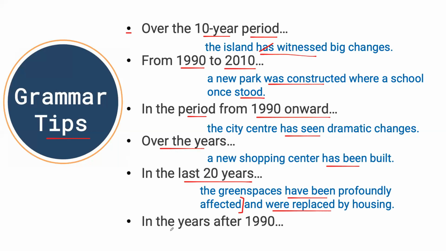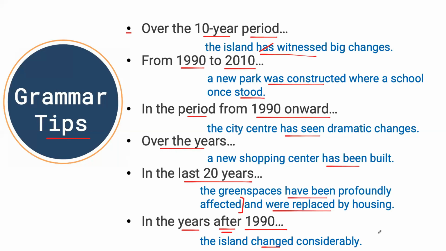And lastly, we see in the years after 1990. Now this is specific because we know it is after a certain date. The island changed considerably. So even though we don't have the exact date, the exact year, we know it was sometime after 1990, which is specific enough, and that would lead us to use past simple. So basically what you have to remember is present perfect for something that started in the past and continues today, past simple for a finished action in the past.